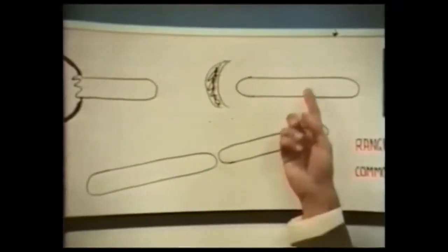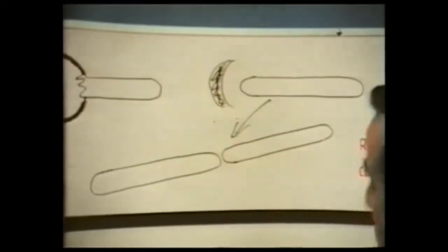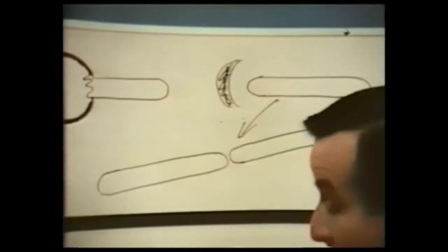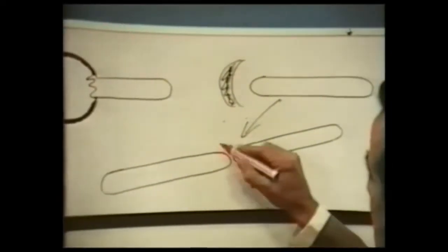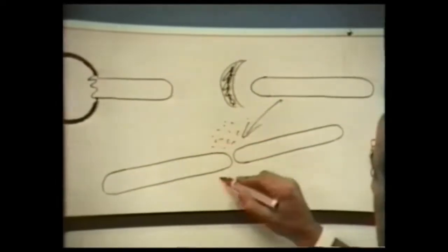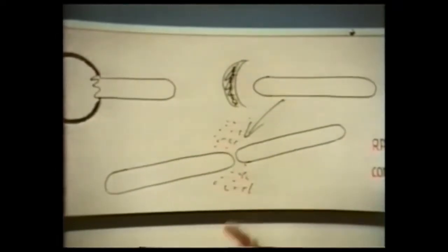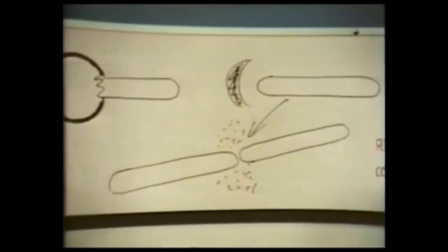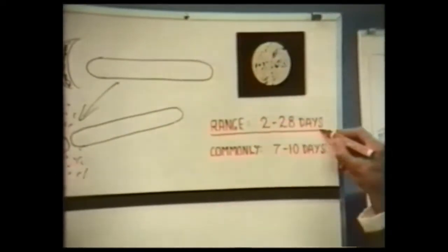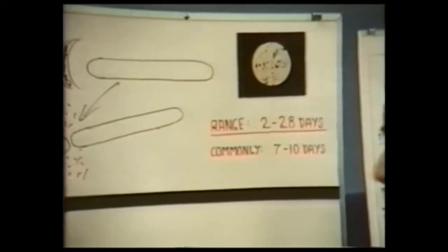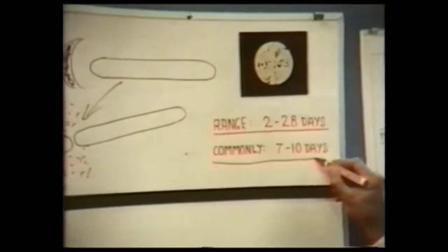And the resultant bacillus multiplies by binary fission, at the same time releasing a neurotoxin. And this is what does the damage in from 2 to 28 days. However, the incubation period is commonly 7 to 10 days.